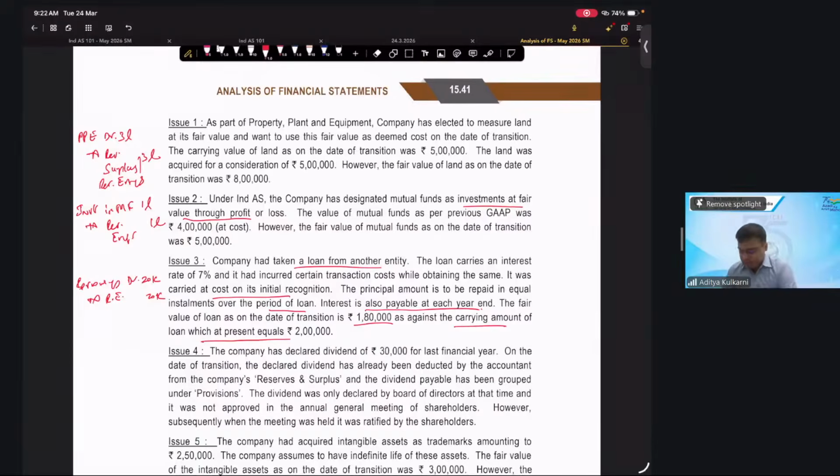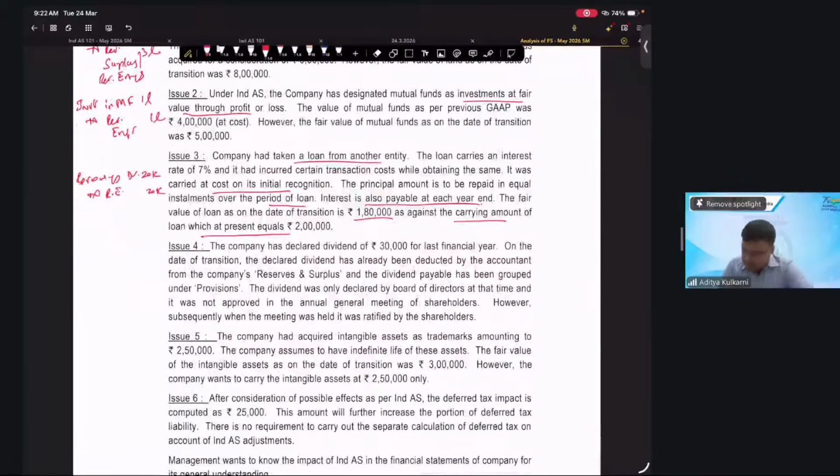Yes, sir. The company has declared a dividend of 30,000 for the last financial year. On the date of transition, the declared dividend has already been deducted from reserves and regrouped under provisions. The dividend was only declared by the board of directors at that time and it was not approved in the AGM of the shareholders. Subsequently, it was ratified by the shareholders. So what are your thoughts?